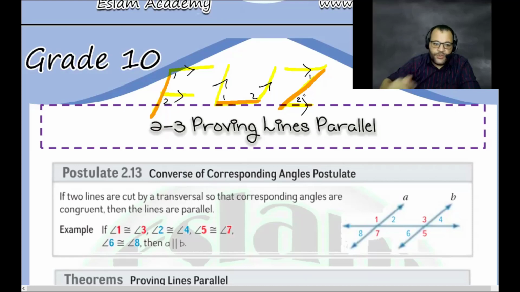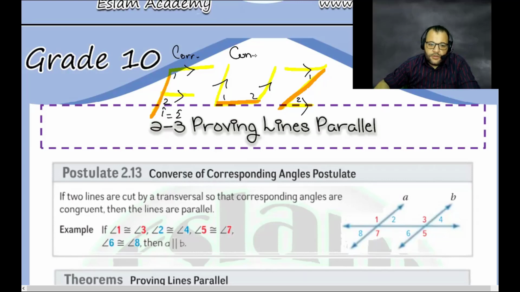What is the relation between the angles? What is the name of this relation at the first? Number one, corresponding. And what is the relation between angle 1 and angle 2? They are equal in measure. They are congruent. What is the name of this relation?